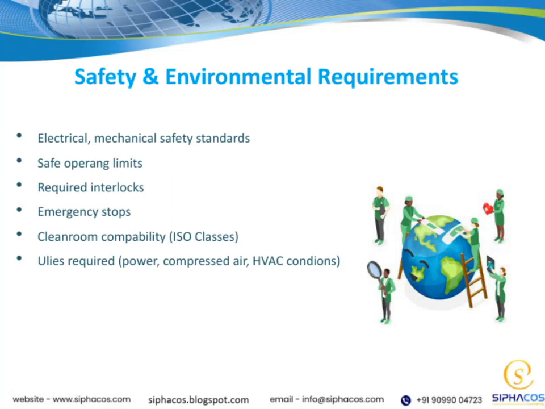Let's take a moment to talk about electrical and mechanical safety standards. It's essential to ensure that all equipment operates within safe limits to prevent accidents and damage. That's why establishing clear, safe operating limits is so important. They set the boundaries for normal operation, helping us avoid risks. Next, we need to consider required interlocks. These are safety mechanisms that prevent the system from running under unsafe conditions. They act like safety gates, only allowing operation when everything is in the right state.